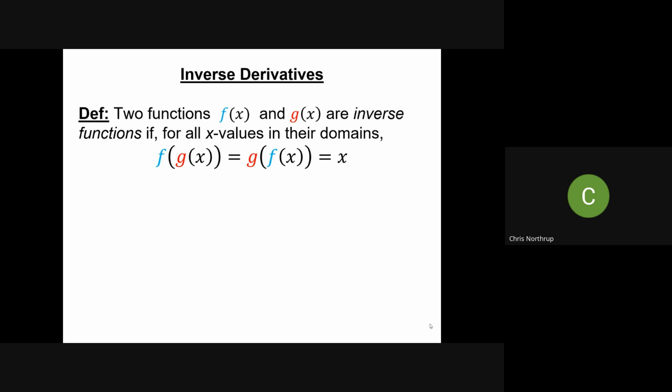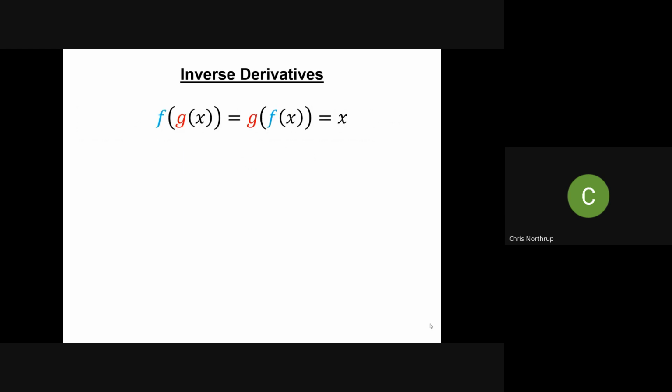if for all the x values in their domains, you get the composition either way gives you just x. So f of g of x would be the same as g of f of x, which either way you do it gives you just plain old x. It doesn't give you a 2. It doesn't give you an x over 5. It just gives you x. So let's take a look at that equation right there.